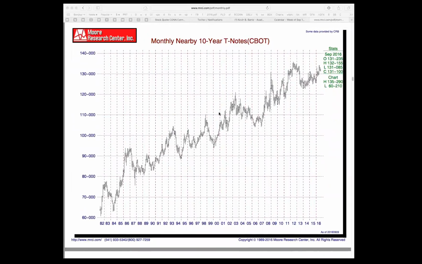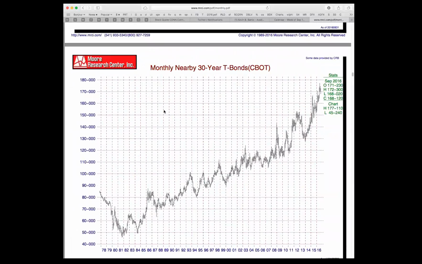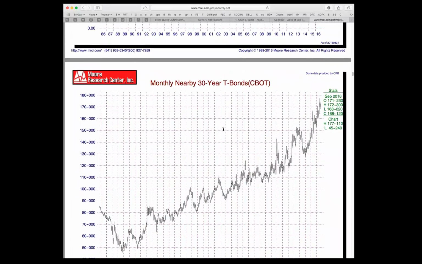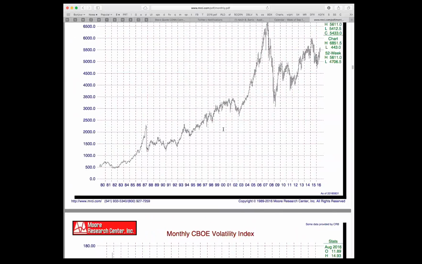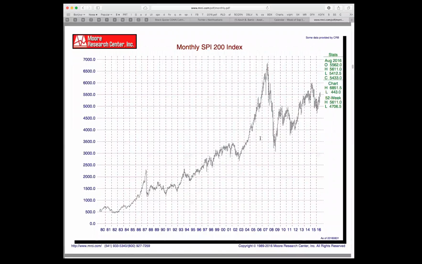Same thing on the 10-year. Back to 100. 30-year, even worse. Draw your trend line on there. That one, just look at that one. And your volatility. And here's the Aussie index. Gosh, look at that. That's a long bull market. You can see how commodities, how far they came off. This is bad. This is bad.